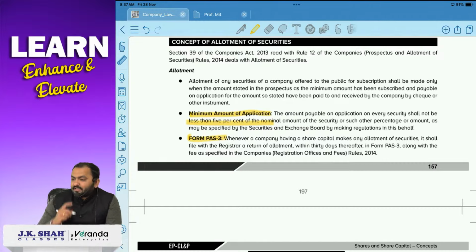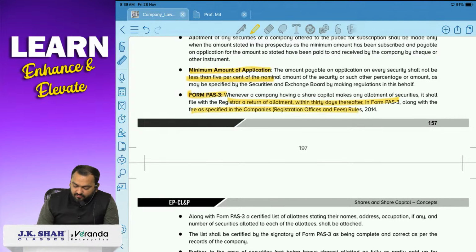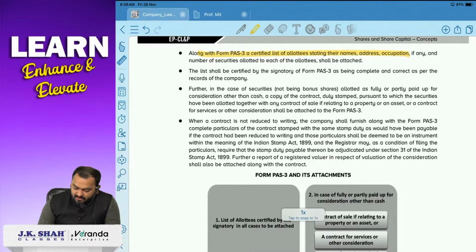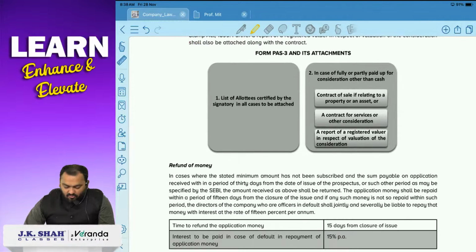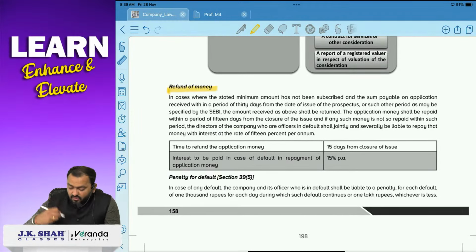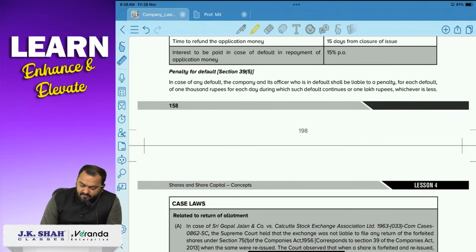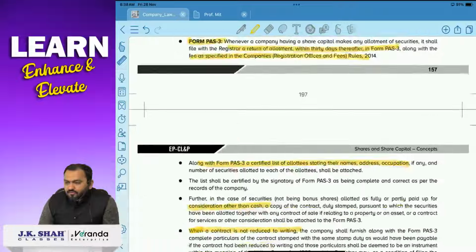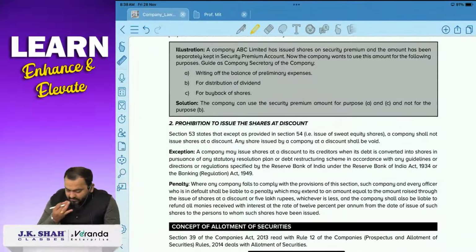Then you need to attach this form, right? If you get consideration other than cash, then what is to be done? You need to file this return along with the details of the allottee, right? If the contract is not in writing, then what is to be done? So all these things we have already done. Then you need to refund the money if the company has not received the minimum subscription, right? And if any default is made, then there is a penalty. So all these points are also done, and here you can see the general principle points are also done from your module. Okay, same thing.